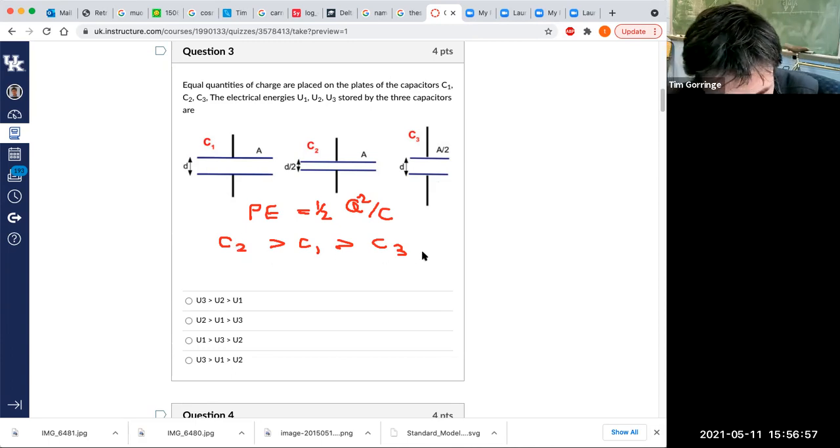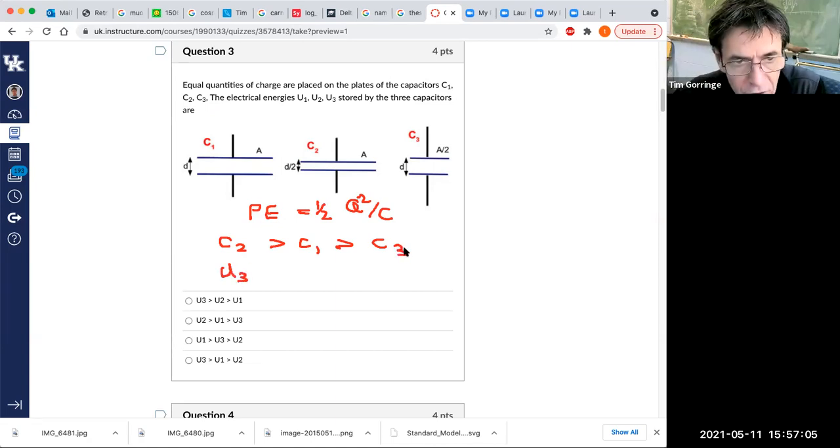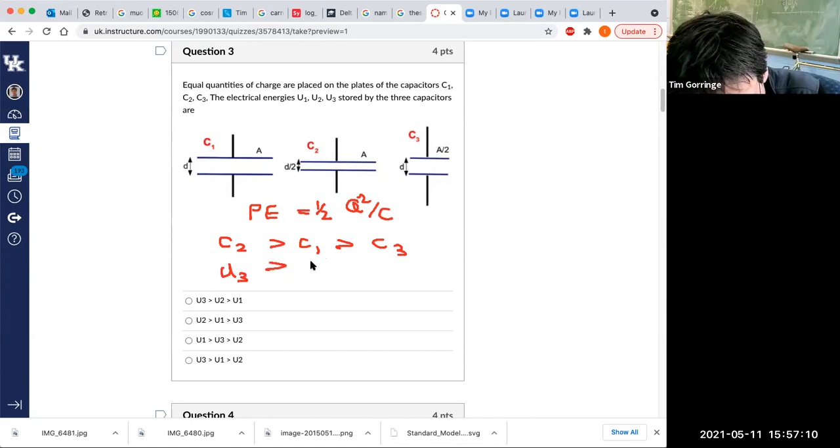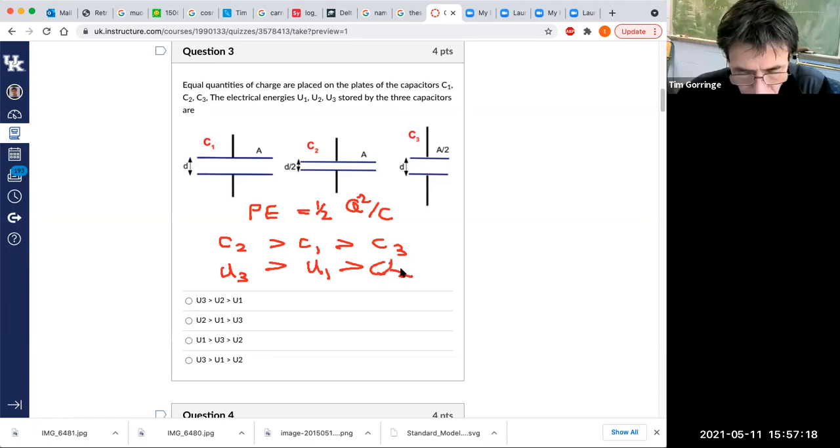So this is the order of the capacitances, which means that the order of the energies will be that U3, corresponding to the smallest capacitance, will be the biggest stored energy. And U2 will be the smallest stored energy because that corresponds to the largest capacitance. So U3 has the biggest stored energy, then U1, the next biggest stored energy, and U2, the smallest stored energy.